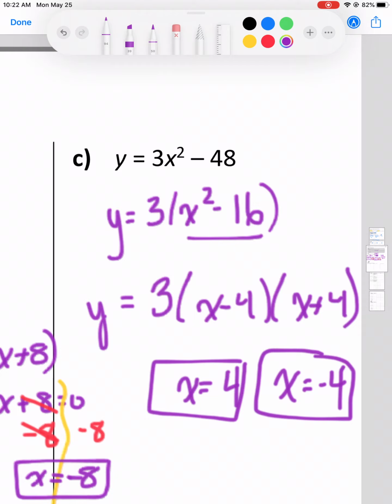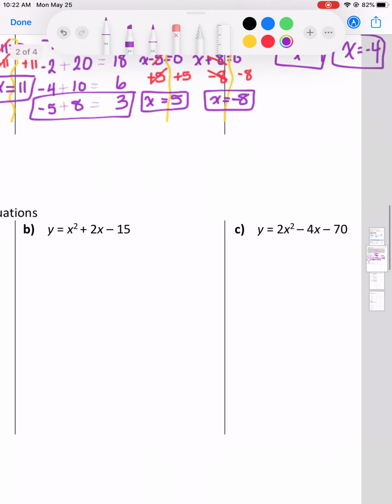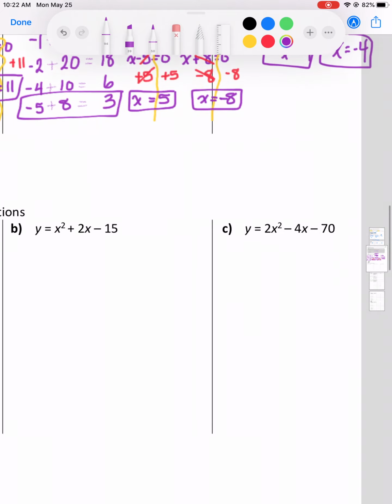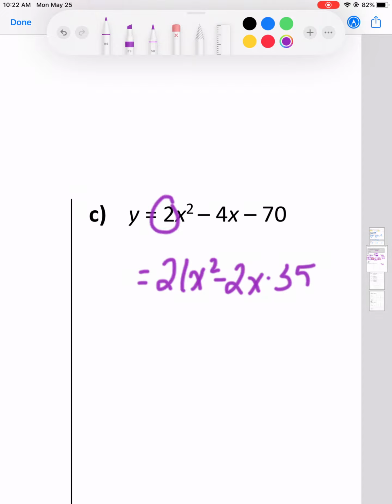Okay, I know I did that quick. Here's some practice problems for you guys if you want to do these ones. Okay, remember if you want to try this one, you have to take the 2 out first. So it'll be 2x squared minus 2x minus 35. And then you're going to factor this.